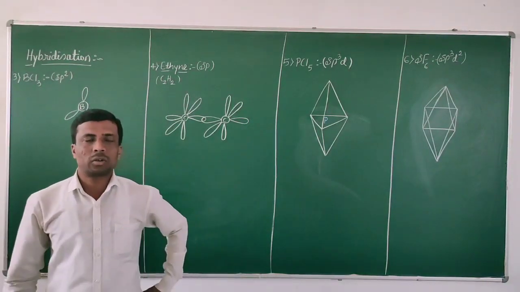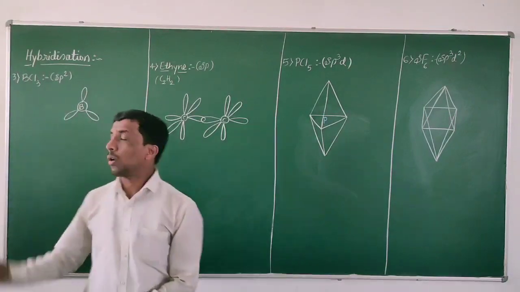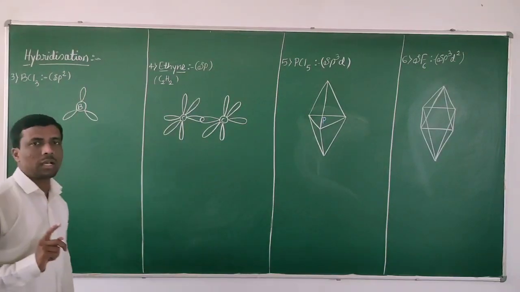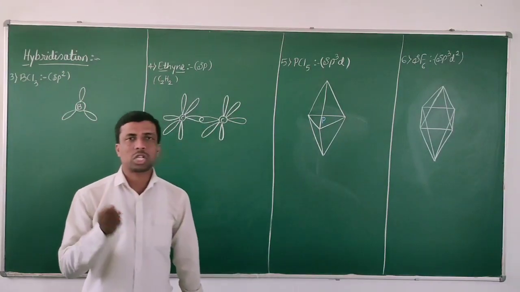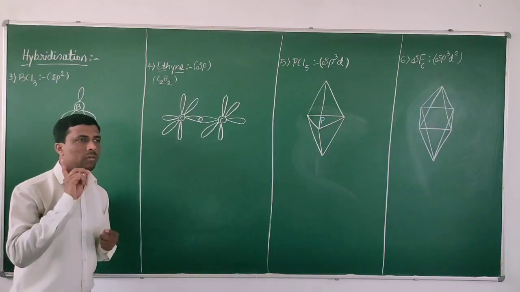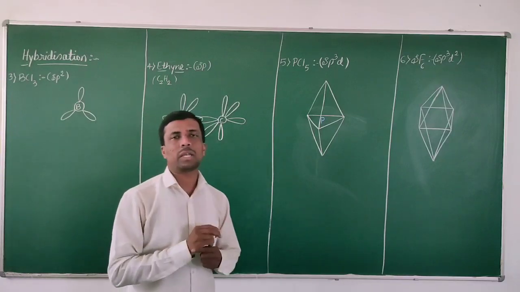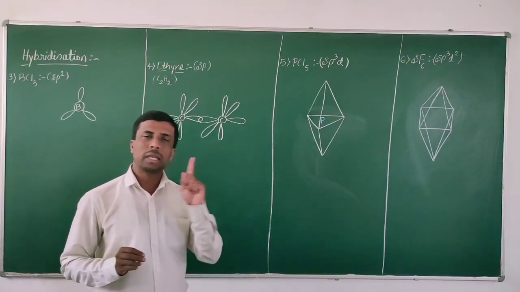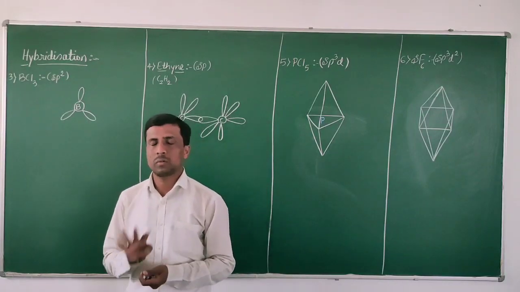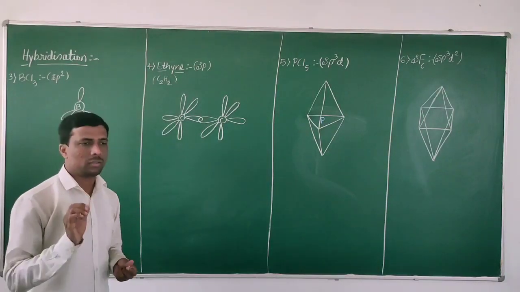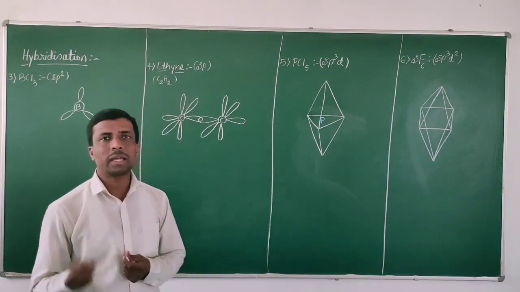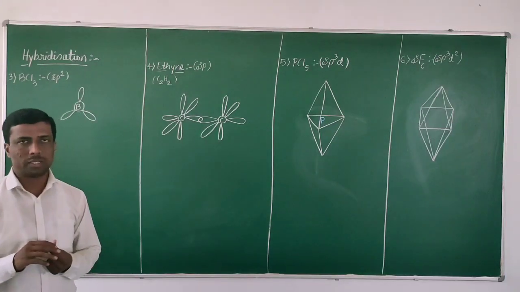Okay, welcome back students for the discussion of the hybridization concept. In the last class of hybridization we discussed two molecules. The first one is the methane molecule, the second one is the ethene molecule. In the case of methane we studied sp3 hybridization, which means 4 bonds are formed by the carbon atom. And in the case of ethene, we studied sp2 hybridization.